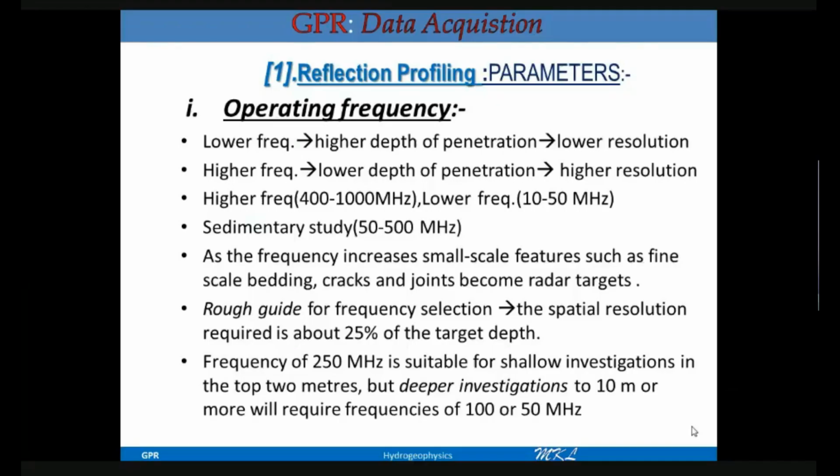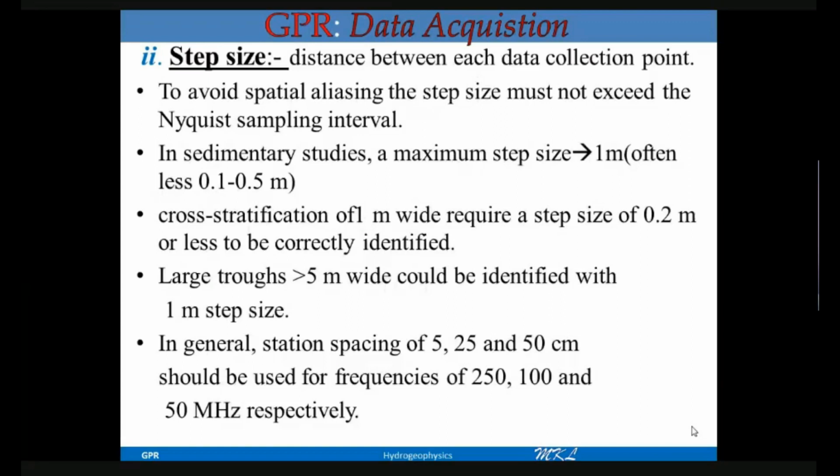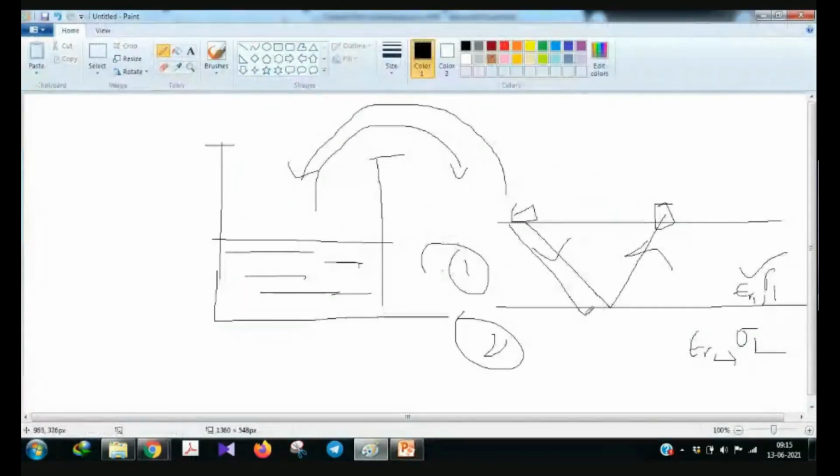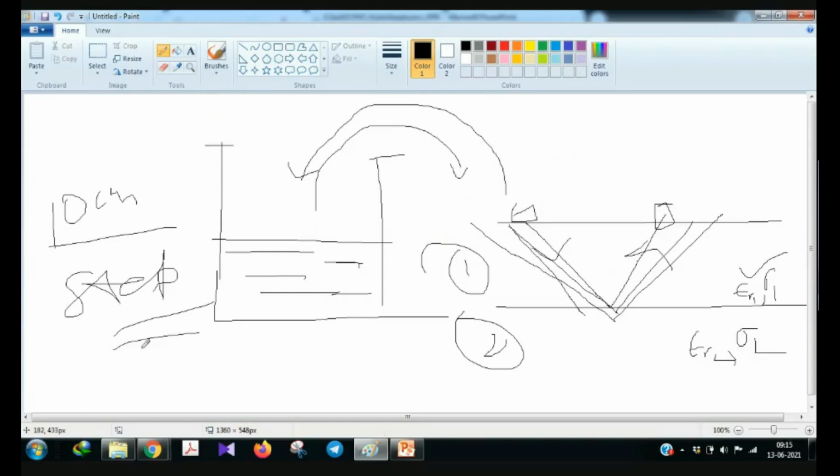Okay. Next is the step size. Step size means the station spacing. I told you here that in the sounding, let's say you are taking 10 centimeters. Then again, after 10 centimeters, the transmitter will move away from the receiver, from the previous position, by 10 centimeters. And this 10 centimeters I am taking every time is called the step size. It's an important topic. Step size, or you might know it as the station interval.